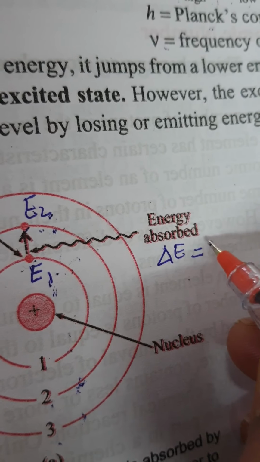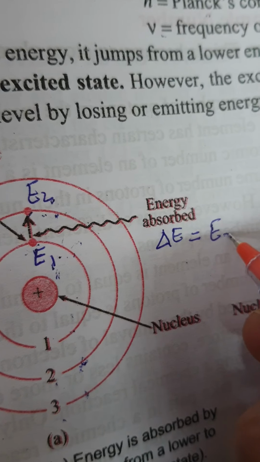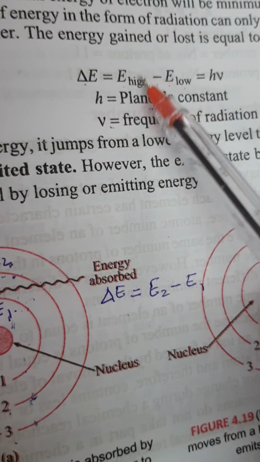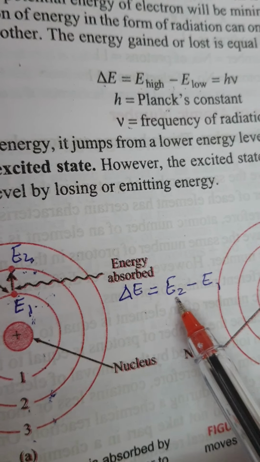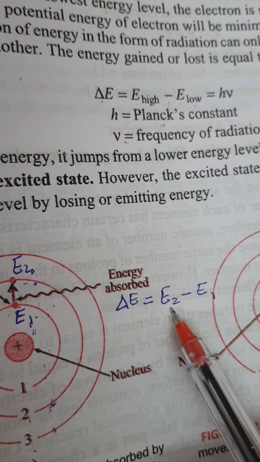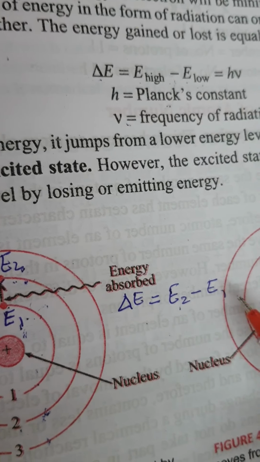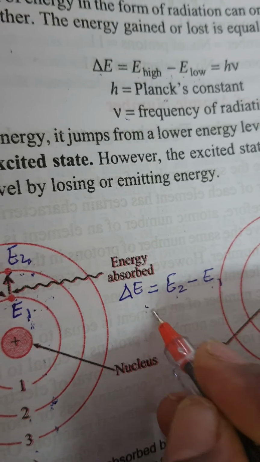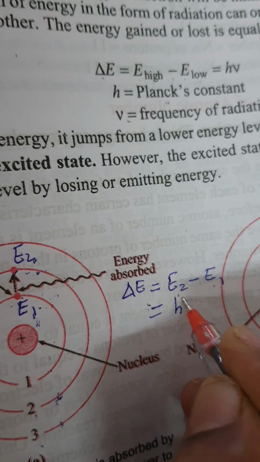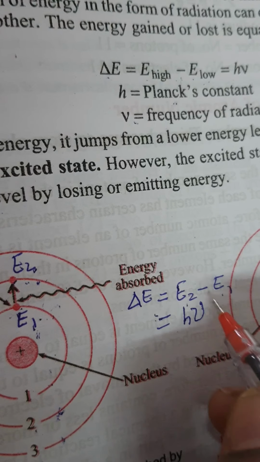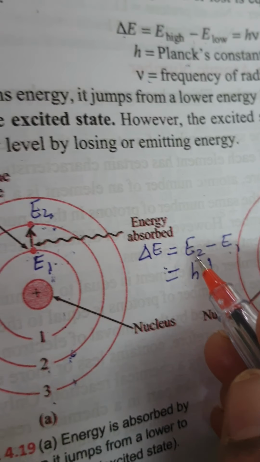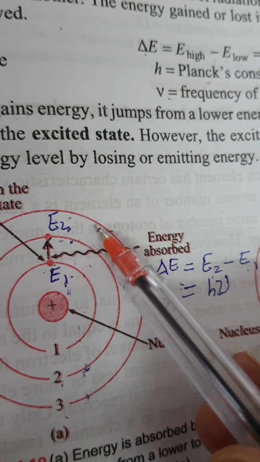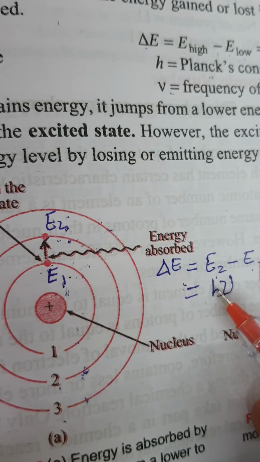Delta E is E2 minus E1, that is, the energy in the higher orbit minus the energy in the lower orbit. Always its value comes to be h nu, this much amount of energy always. E2 minus E1 is h nu. E3 minus E2 is also h nu.